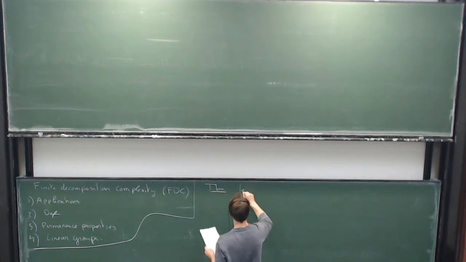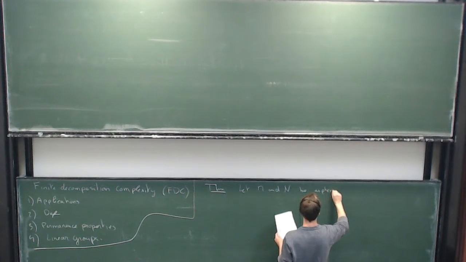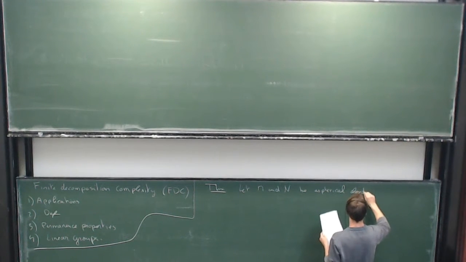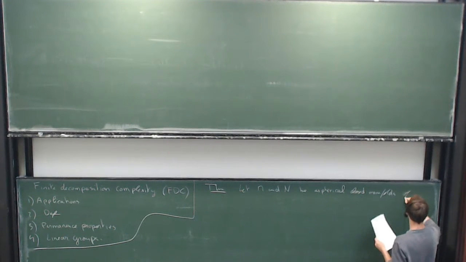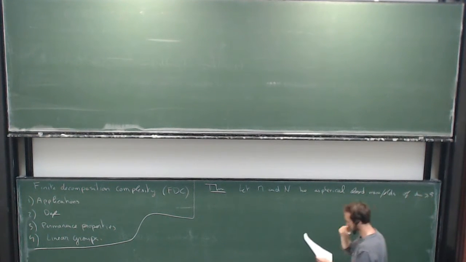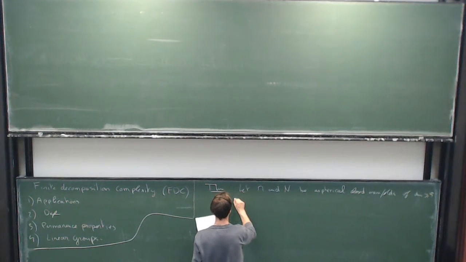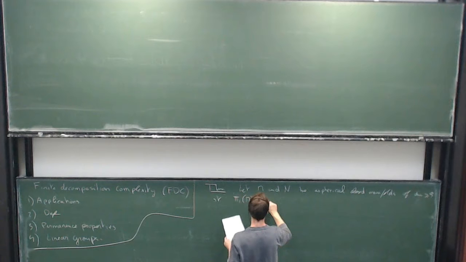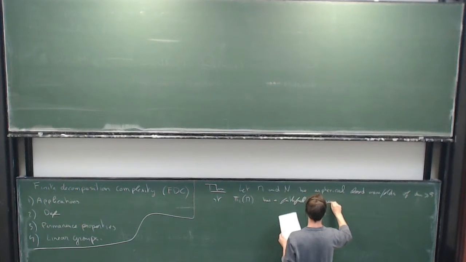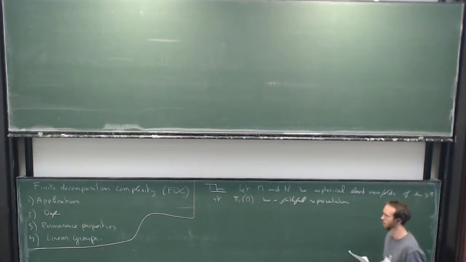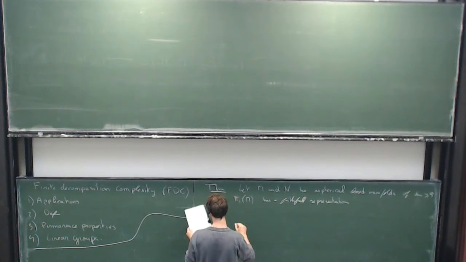So let M and N be aspherical closed manifolds of high enough dimension. Well, for one of the statements, this is not required, but anyway. Such that pi 1 of M has a faithful representation, by which I mean finite dimensional representation. Then the following holds. So we have two statements.